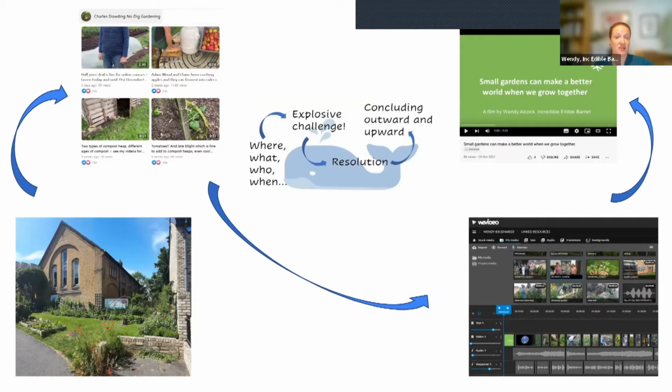The first round of the course, from the information that I looked at in advance, seemed to be more about how people managed through the pandemic. But when I did the course, I wanted to think more about the future and how we go into the future. So kind of coming out of the whale, the concluding, the outward and the upward.